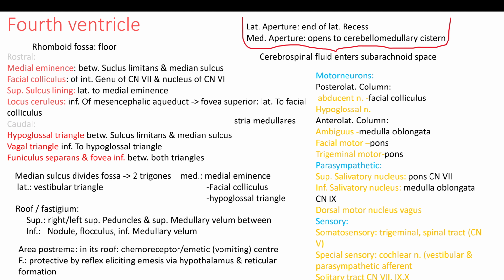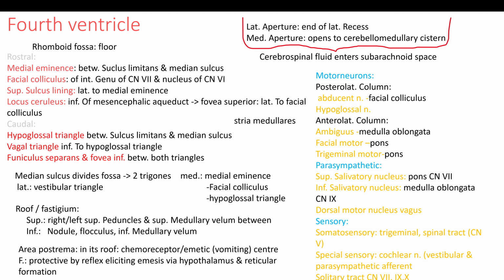The median sulcus divides the rhomboid fossa into the left trigone and right trigone, divided by the sulcus limitans into the vestibular triangle in its lateral part. Its medial part has the medial eminence, divided again by the stria medullaris into the facial colliculus above and hypoglossal triangle below.